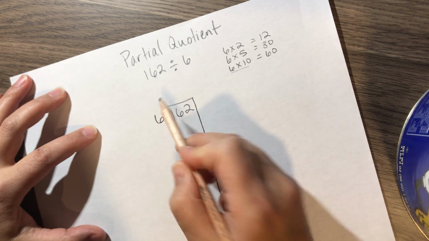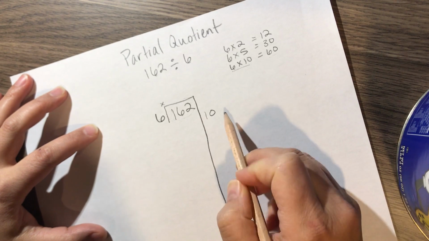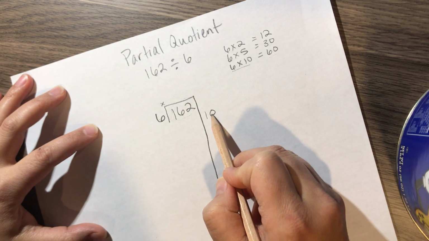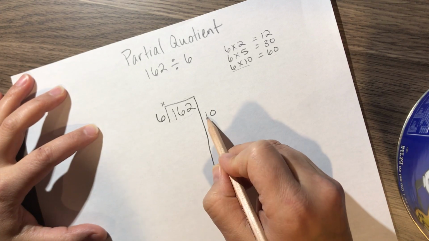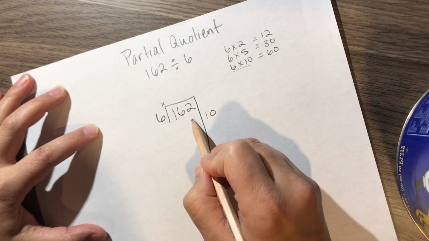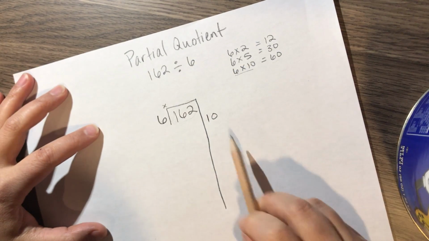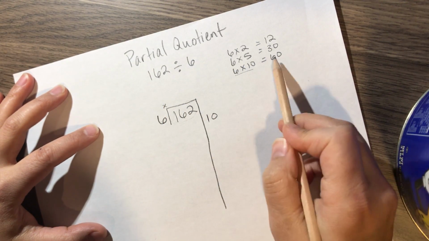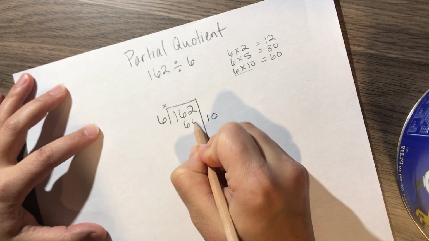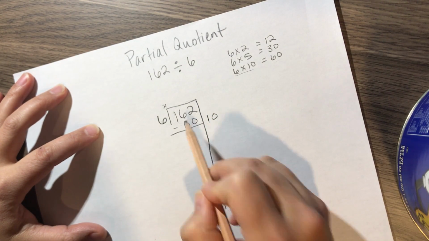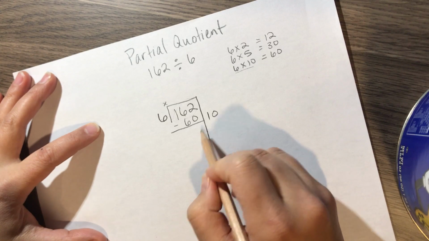So 6 times 10. I write my partial quotient, I write what I'm multiplying the 6 by outside of this line. Make sure you write this first before you put the answer in here so that you don't skip a step. So 6 times 10 is 60. We write our 60 in here, lining it up just like we would with the ones place and the tens place. So now we're going to subtract.